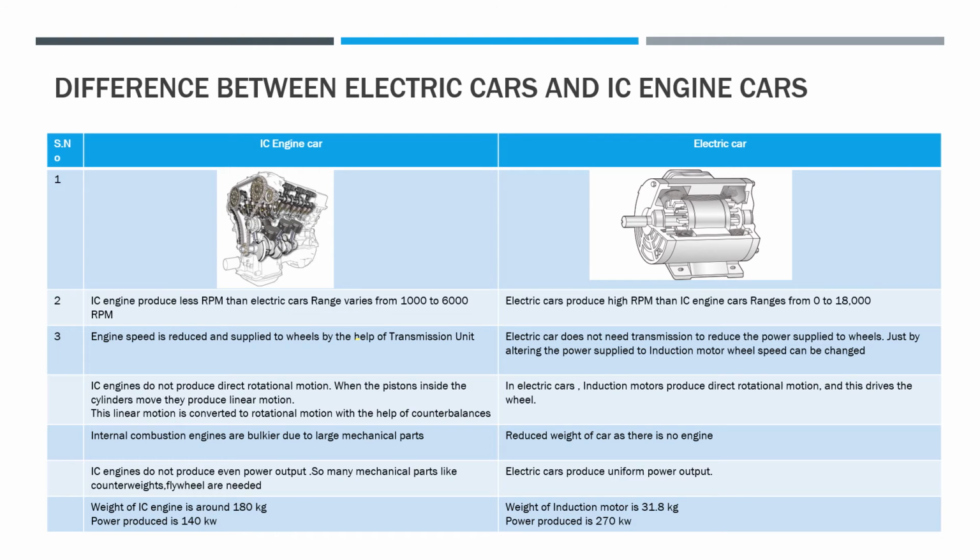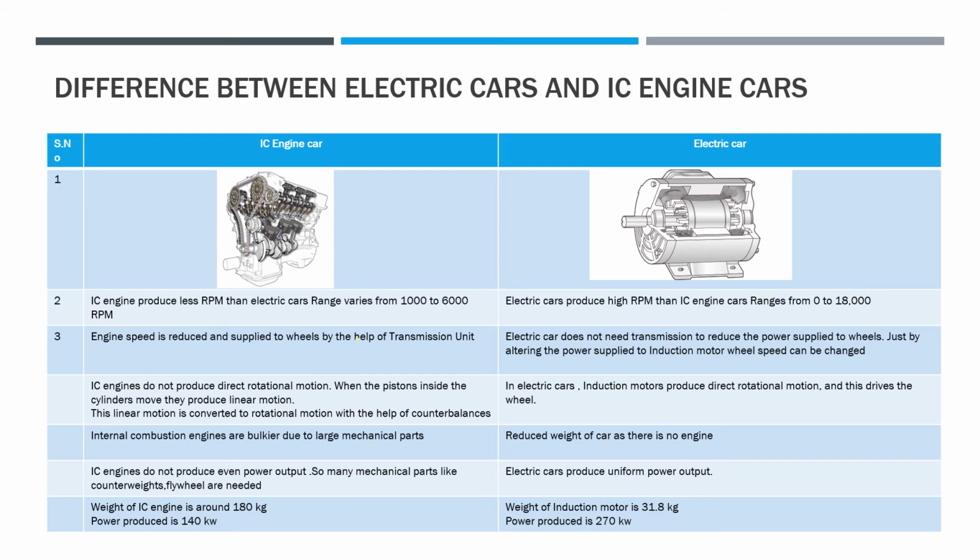The IC engines do not produce direct rotational motion. When the pistons inside the cylinders move, they produce linear motion. This linear motion is converted to rotational motion with the help of counterbalances. In an electric car, induction motors produce direct rotational motion and this drives the wheel.